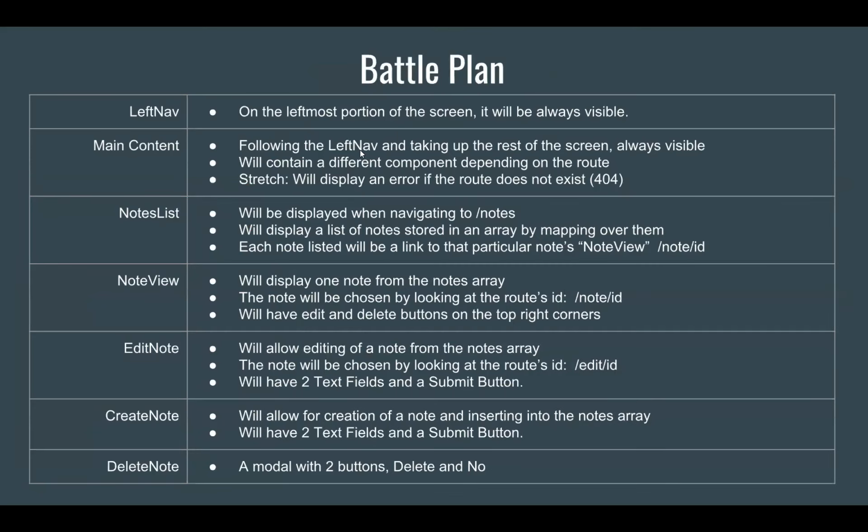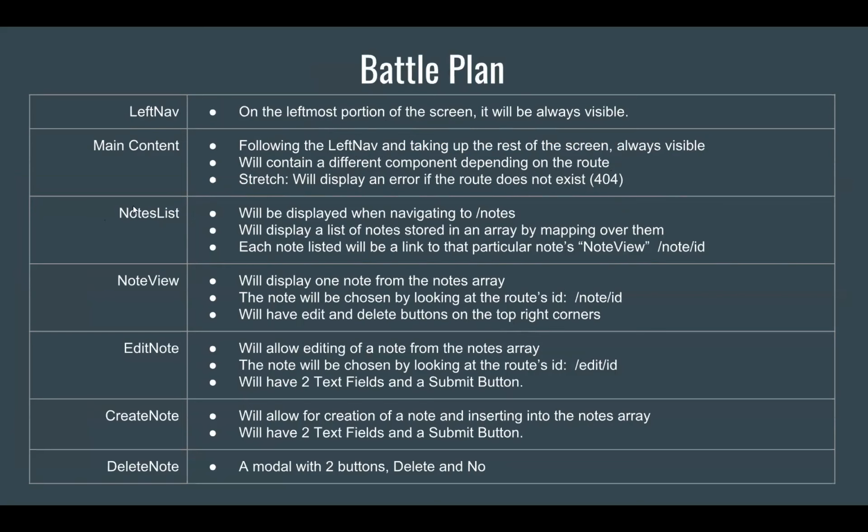The next pass was a battle plan. So come up with a battle plan to tackle this project. And I decided that I was going to have a component called left nav, and then it's going to be on the leftmost position of the screen. It will always be visible. I was going to have a main content component, following the left nav and taking up the rest of the screen, always visible, right? It will contain different components depending on the route. Stretch will display an error if the route does not exist. This is like for myself.